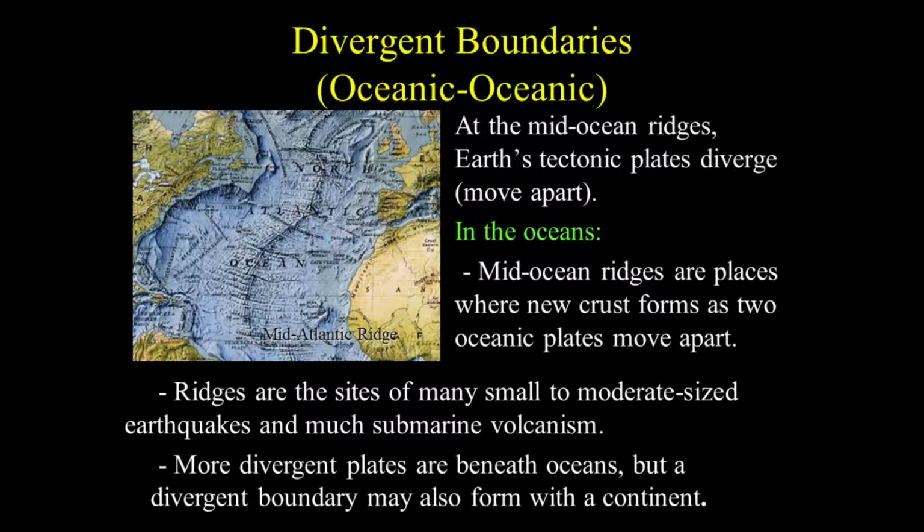In divergent boundaries, the Oceanic-Oceanic interaction creates mid-ocean ridges when Earth's tectonic plates diverge and move apart. In the oceans, mid-ocean ridges are places where new crust forms as two oceanic plates move apart. Ridges are the sites of many small to moderate-sized earthquakes and much more submarine volcanism. More divergent plates are beneath oceans, but a divergent boundary may also form with a continent.